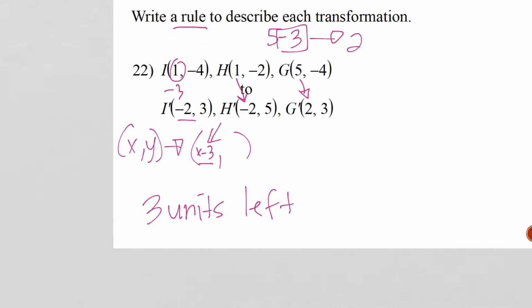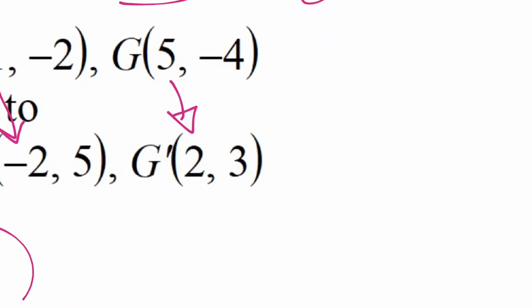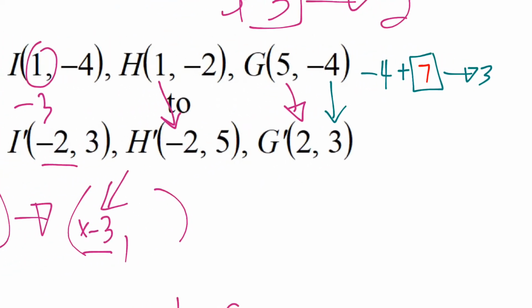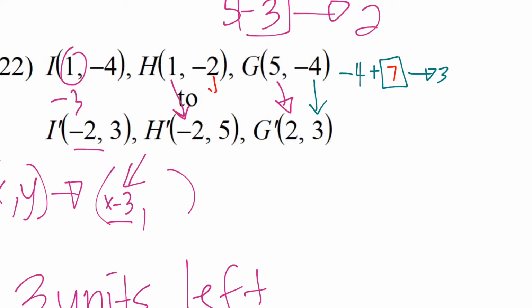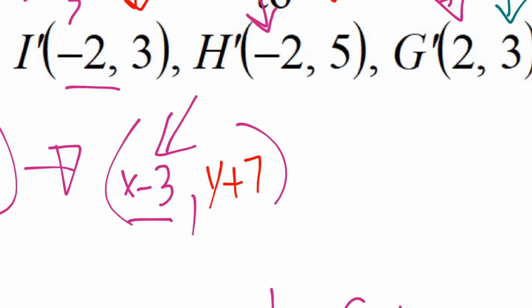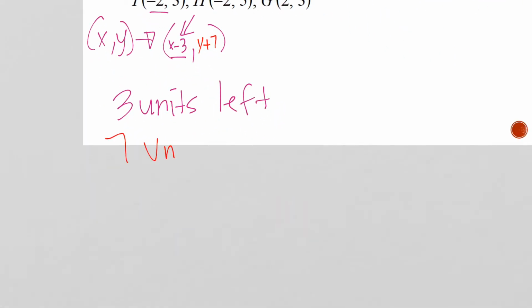Now I'm going to check the Y coordinates. And again, I'm going to go with G. So to get from -4 to 3, what do they add to -4? Well, they have to add 7. So let's check if they added 7 to -2 here to get to 5. Is -2 plus 7 5? Yeah. Is -4 plus 7 3? Yeah. So that means that there's a translation of 7 units up because this is for your Y.